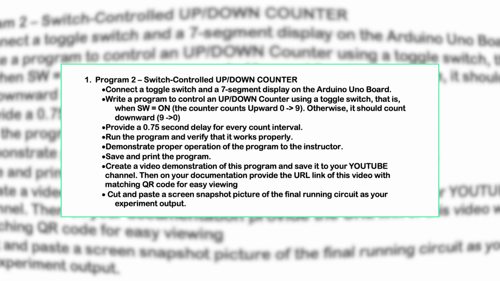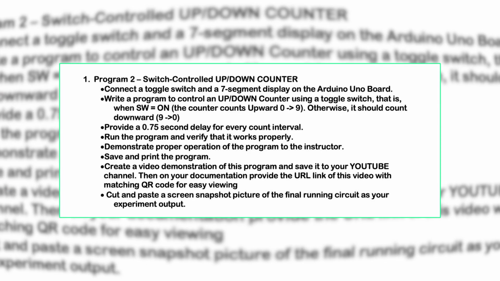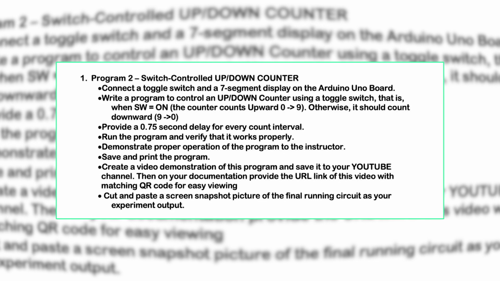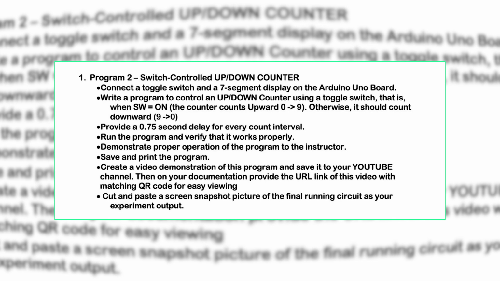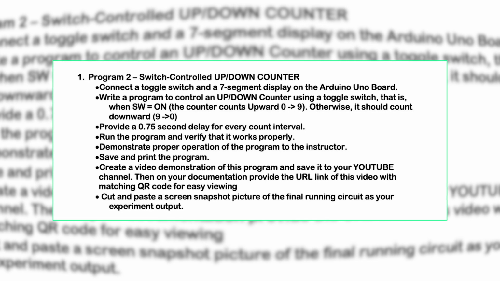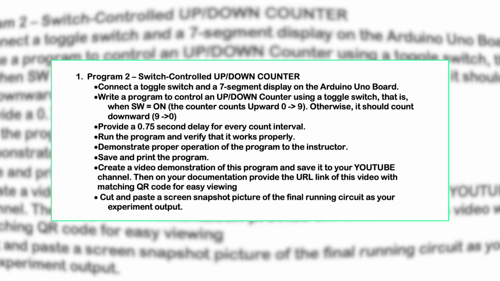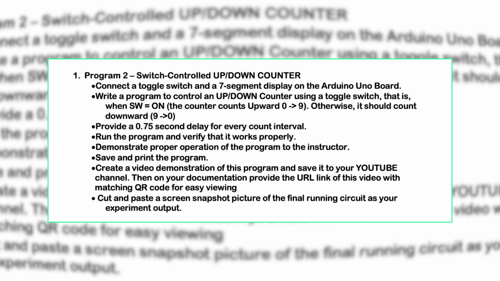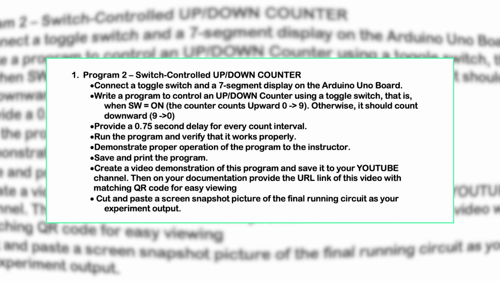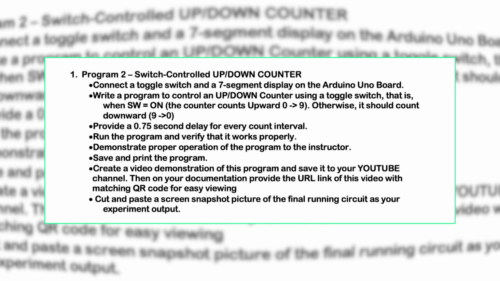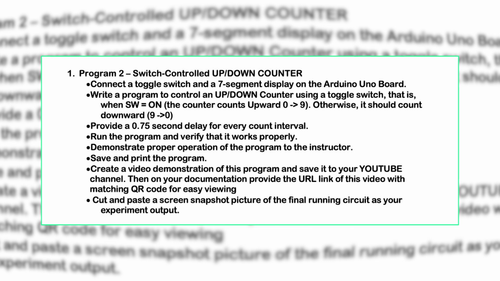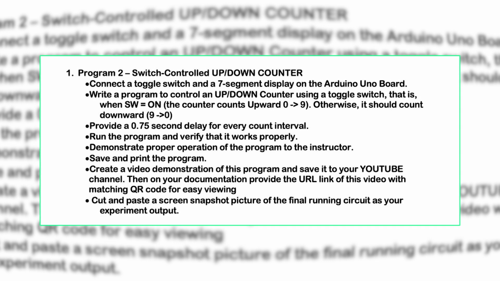Program 2. Switch controlled up and down counter. Connect a toggle switch and a 7-segment display on the Arduino Uno board. Write a program to control an up and down counter using a toggle switch, that is, when the switch is on, the counter counts upward 0 to 9, otherwise it should count downward 9 to 0. Provide a 0.75 seconds delay for every count interval. Run the program and verify that it works properly.